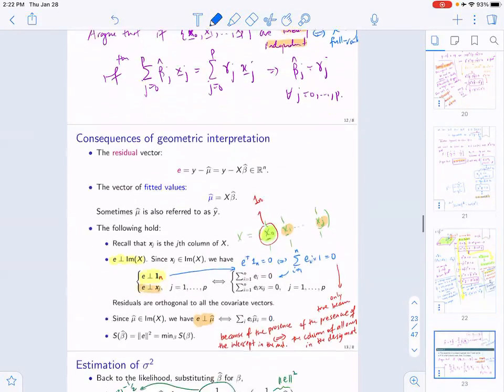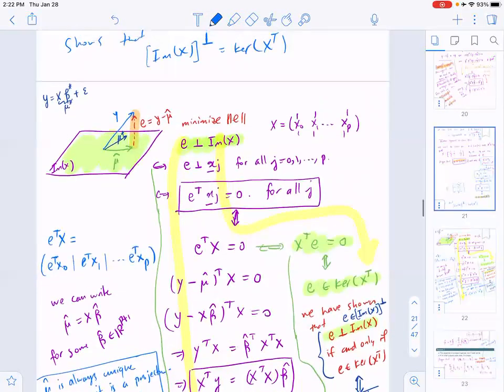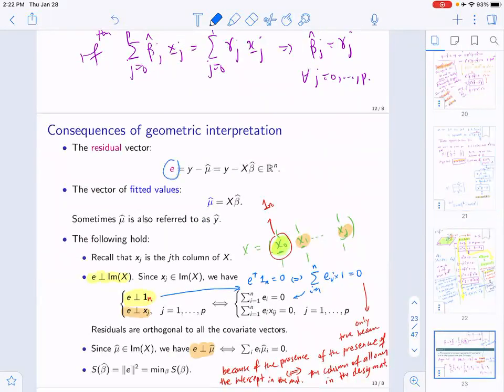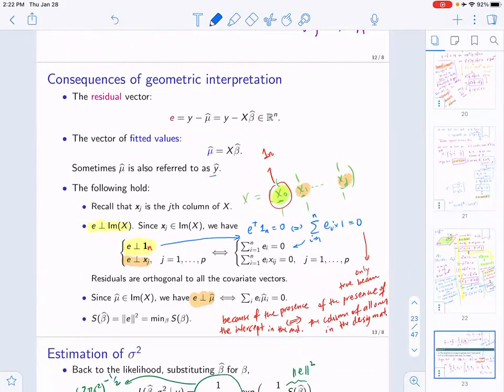Okay. So a couple more. This vector E is the usual residual. This is the difference between y and mu hat. This vector is basically the projection error, the error that you incur in projecting y onto mu hat, and in statistics that is called the residual vector, and it has these two expressions. Mu hat, as I mentioned, contains the fitted values, sometimes referred to as y hat, as Danny pointed out.